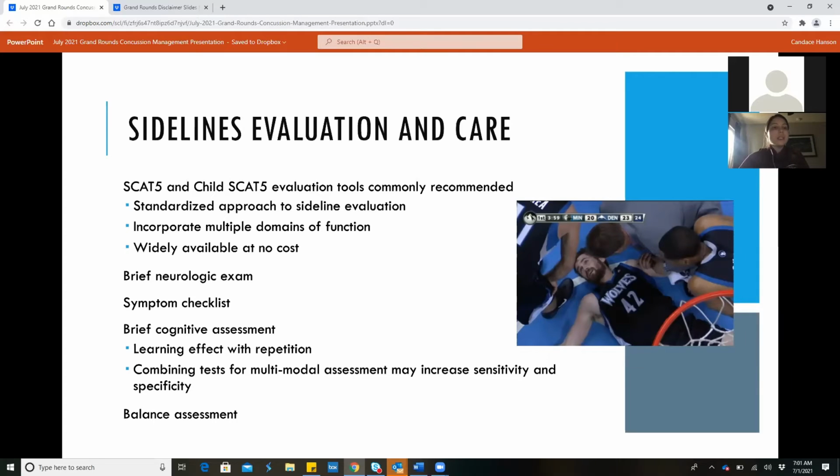But ultimately the things that are important, regardless of what evaluation approach you use, are that you have a brief neurologic exam, you document the symptoms of the concussion, you have a brief cognitive assessment. And again, I mentioned before, if we're using the same cognitive assessment all the time, there's a learning effect with repetition, which is why on the SCAT5 there's a list of 5 different options that we can use, different ones each time we do the test. Combining tests for multimodal assessment may increase sensitivity and specificity. And then a balance assessment is important as well. Next slide.